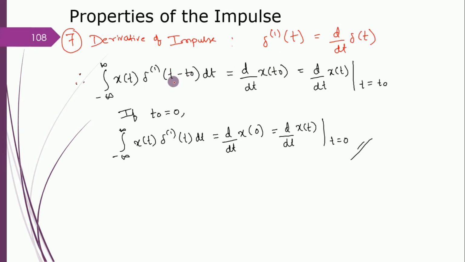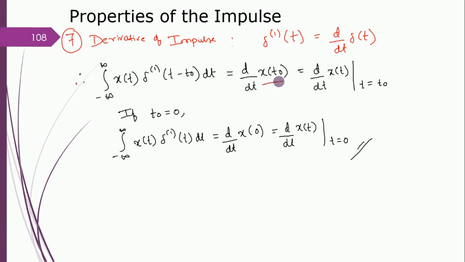Consider the integral of the derivative of delta of t minus t naught dt. Without the derivative, what would we have got? We would have got x of t naught. That is property number 5: the integral of x of t, delta of t minus t naught, results in x of t naught. Now I have a derivative, hence you might write it as d by dt of x of t naught.